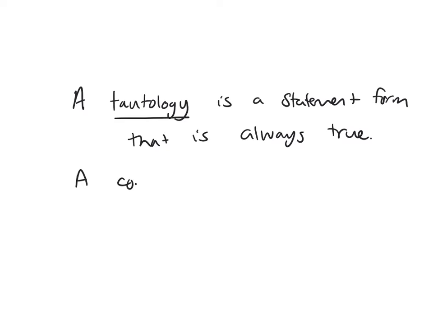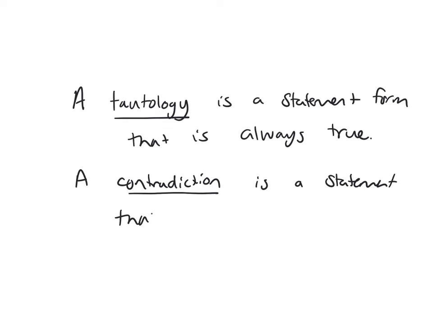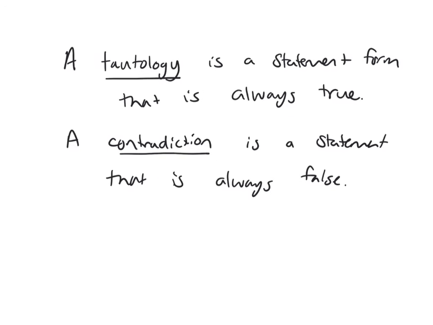On the other hand, a contradiction is a statement that is always false. So if you looked at its column in a truth table, it would only contain false. Okay?